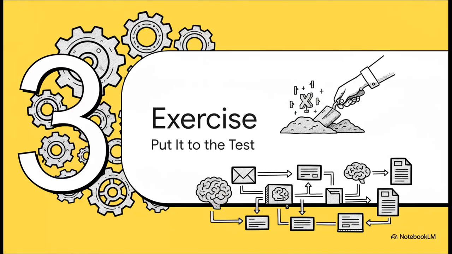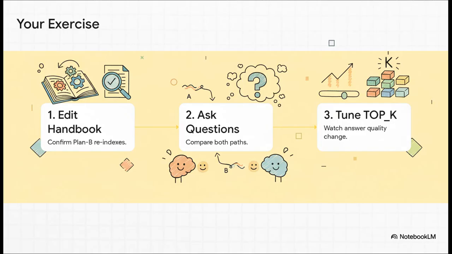So, we've covered the theory, the tools, and the rules. But honestly, the best way to really get a feel for this is to roll up your sleeves and get your hands dirty. Now it's your turn to put this whole system to the test and see it work for yourself. So here's a little experiment you can run. First, go into the source document and just change something. Watch how Plan B automatically reindexes itself. It's pretty cool. Next, ask the same questions to both Path A and Path B and compare what they spit out. And finally, start messing with the top K parameter. That controls how many chunks of context get sent to the AI, and just watch how it changes the quality of the answers.